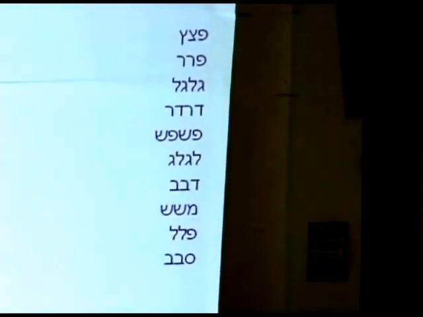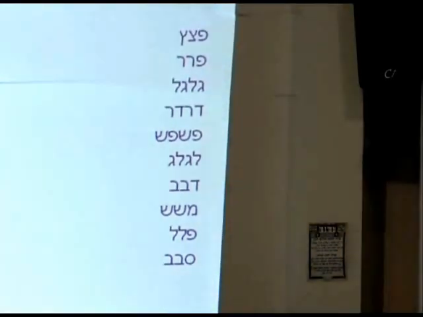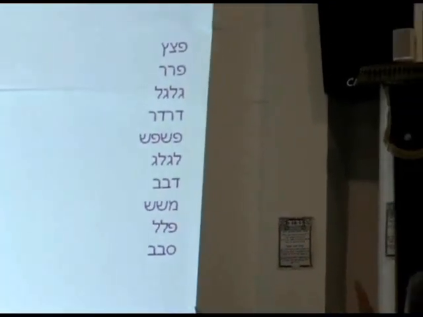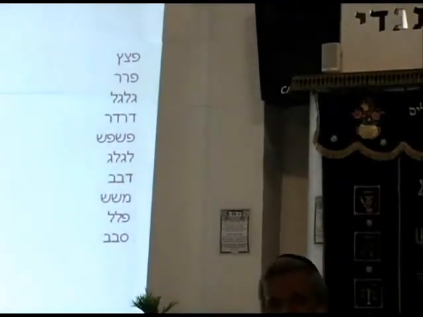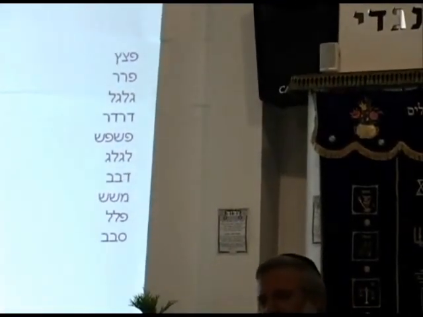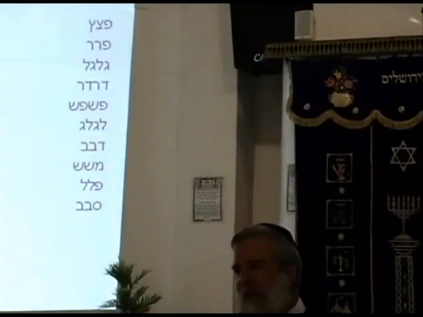Patzatz, parar, galgal, dirder, pishpesh, ligleg, dovev, mishesh, pilel, sovev. You see the doubles, whether it's a bet or a pay. Actually, no, we don't have a double. Yeah, pay or lamed or reish or tzaddik in the beginning. I gave you this list right now because it will help you understand later on.